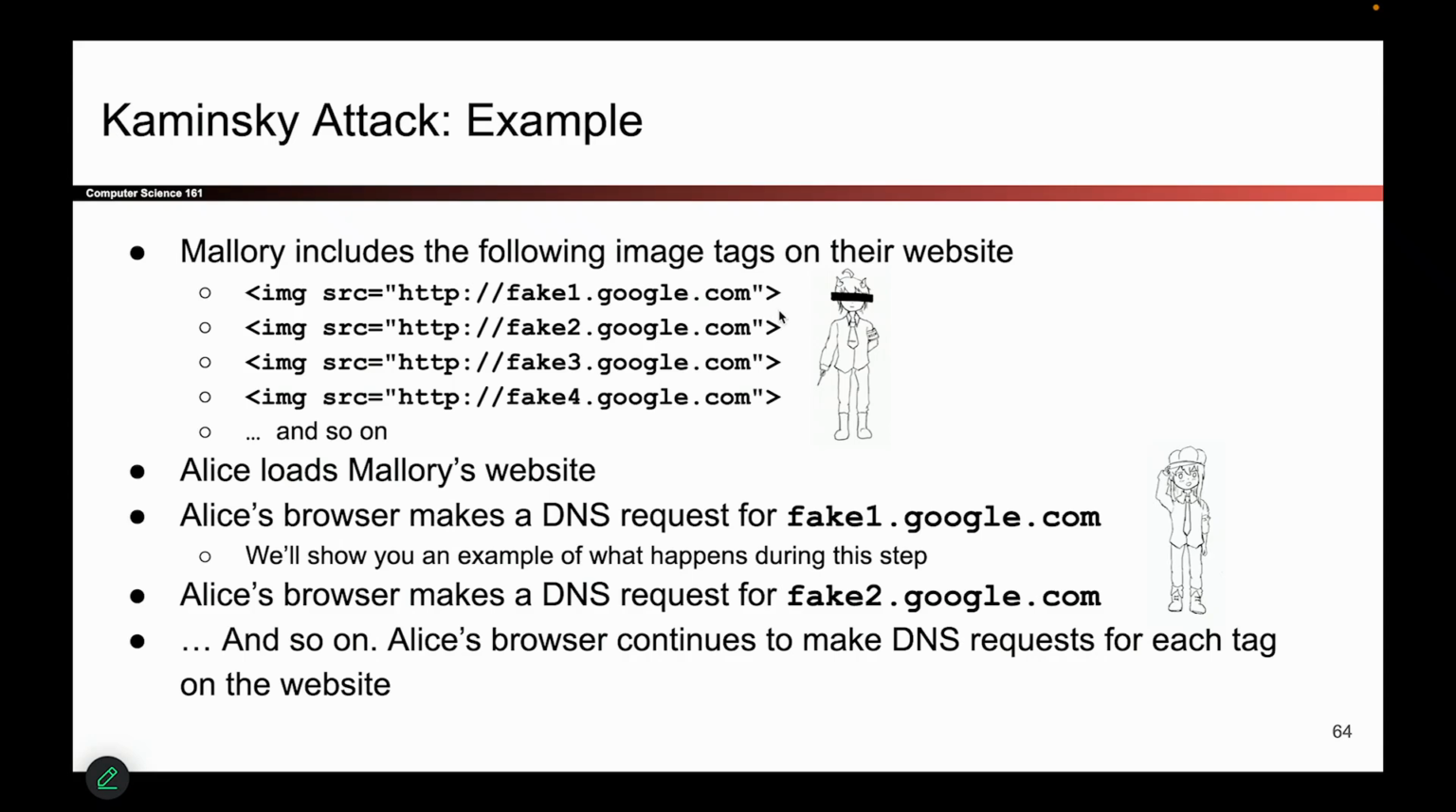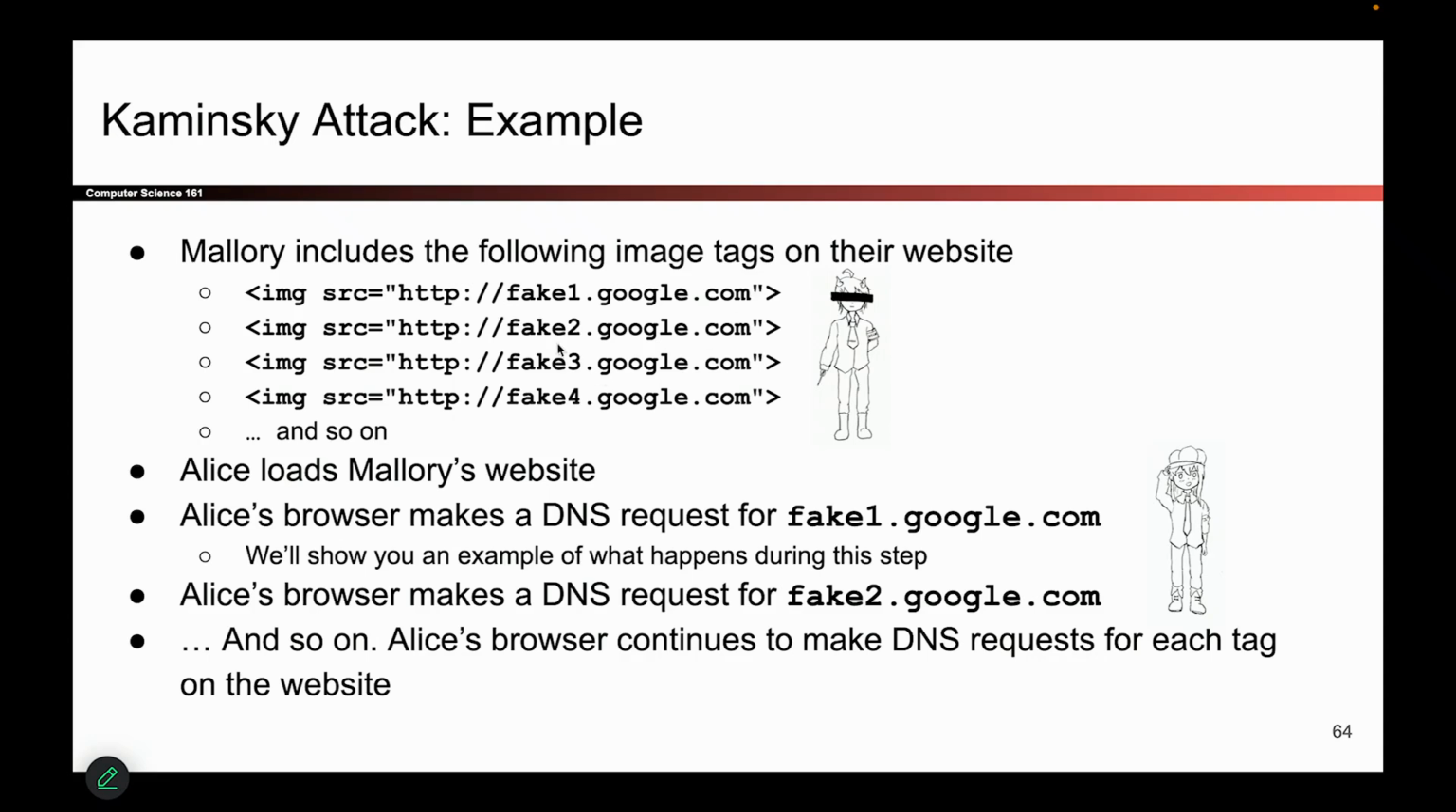So if your browser goes to Mallory's website, then your browser is going to see this image tag and think, I need to go to fake1.google.com to load an image. So you're going to make a DNS request to find this domain, and it's not going to exist, and this will probably just return an error. But at that point, it's too late. You've already made this DNS request.